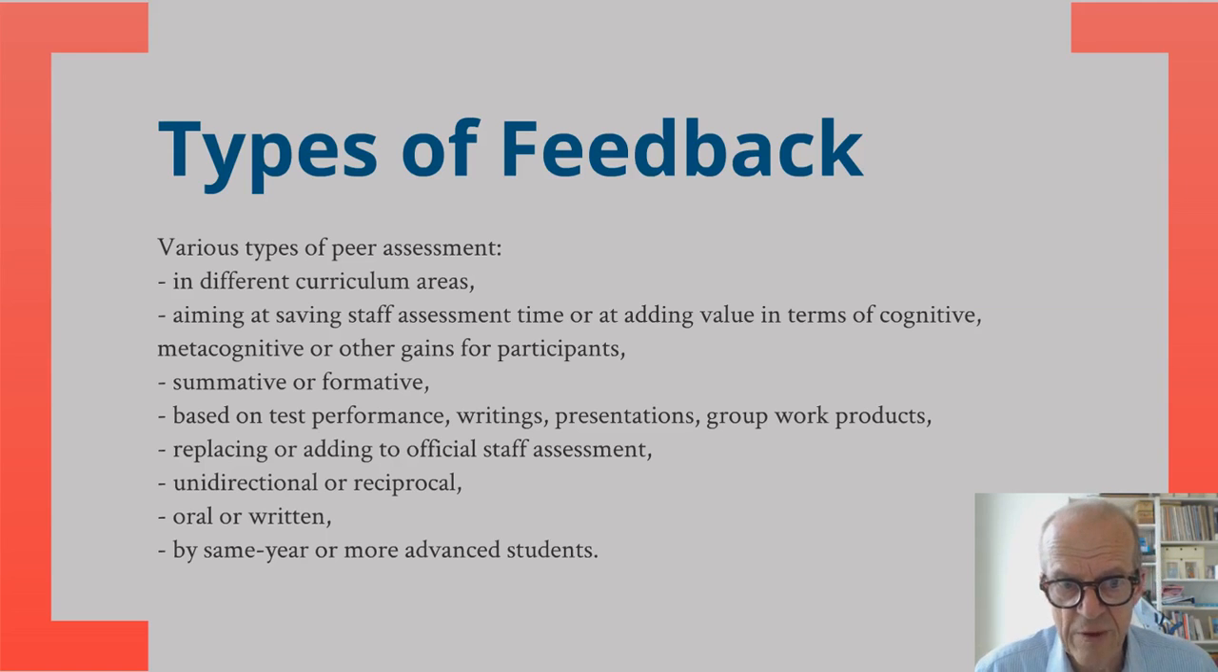You can base feedback on test performance, on writings, presentations, group work projects, etc. You can use peer feedback as a replacement for official staff assessment, or you can use it as adding to staff assessment. It can be unidirectional or reciprocal, so you can ask student A to provide feedback to the performance of B and then ask B to provide feedback to the performance of A. It can be oral or written, and it can be in the same group, or you can use mixed groups, more advanced students to provide feedback to less advanced students, for instance, in heterogeneously composed groups, as I discussed before. So these are various types of feedback which you can choose from.